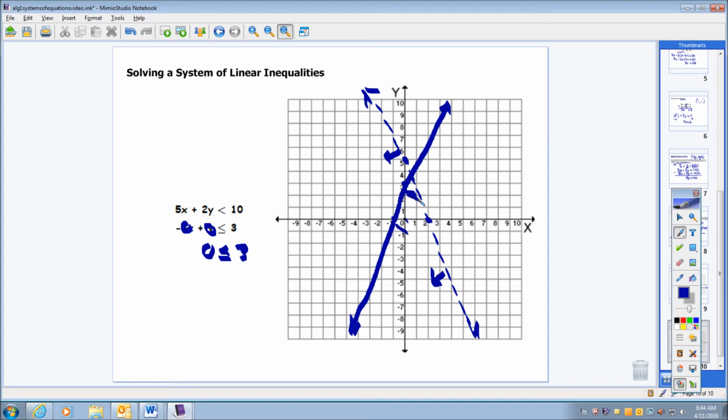So we're going to have a little kind of a triangular region, looks kind of like a teepee. And we're going to shade in right here. I love teepees. I would have loved to have lived in a teepee. Pretty cool. And there it is, everything in there.